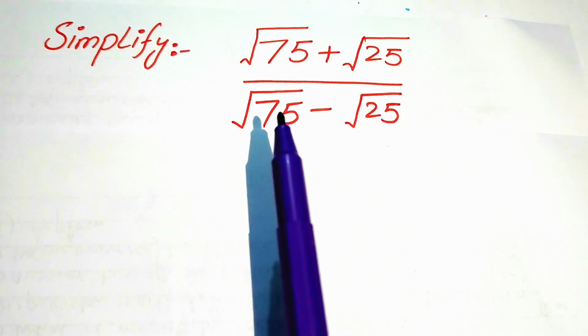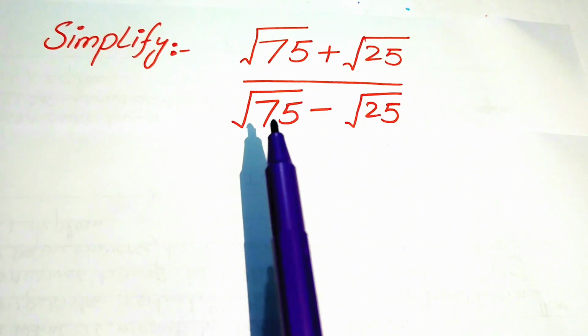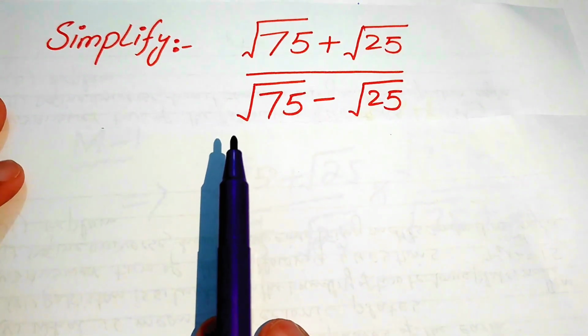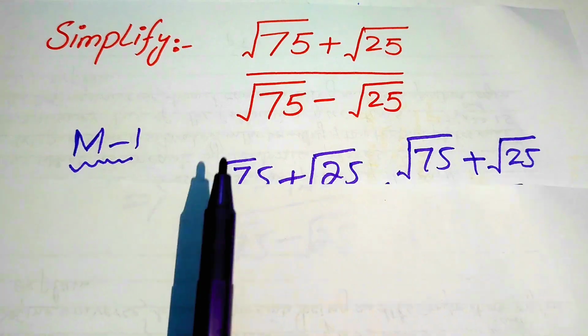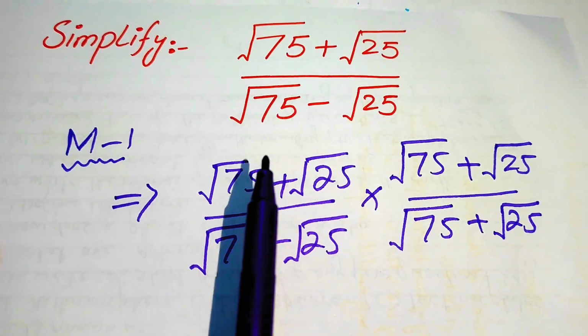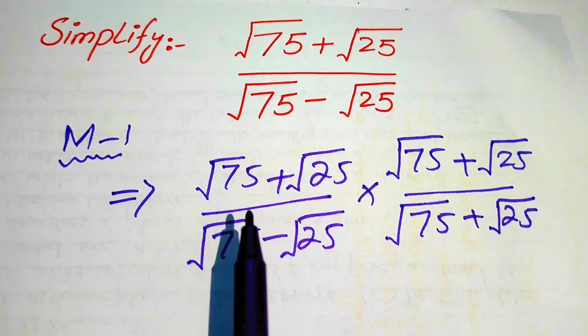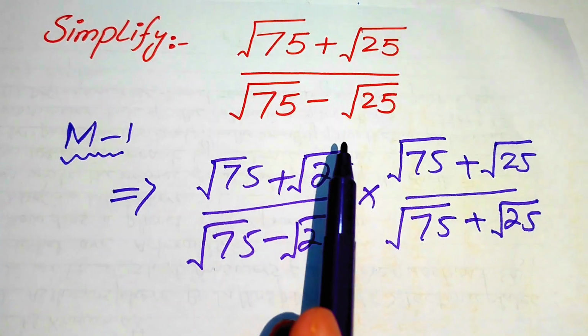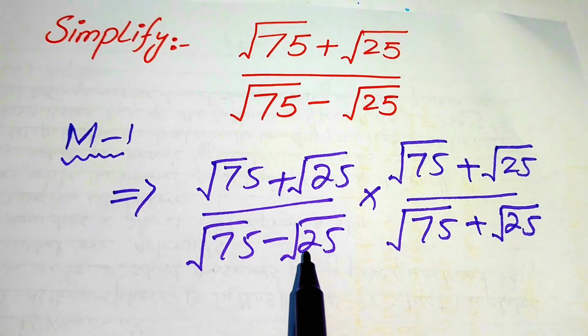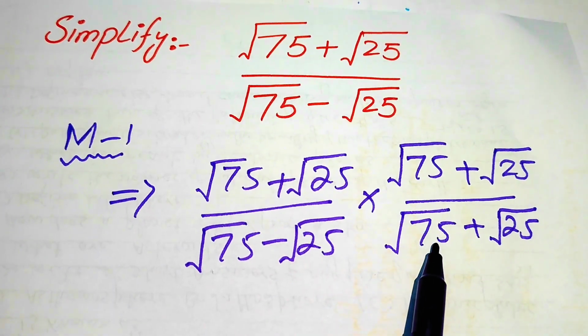So in this question we solve this problem in two methods. Now we start our first method. In the first method we just rationalize the denominator. The denominator is √75 − √25, and we just change the sign to √75 + √25, and we multiply and divide by it here.